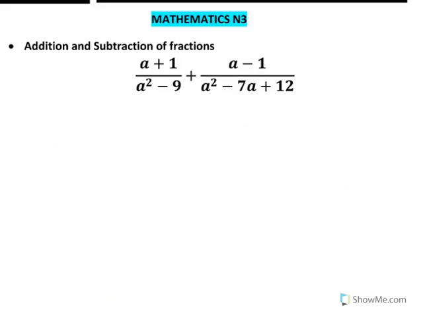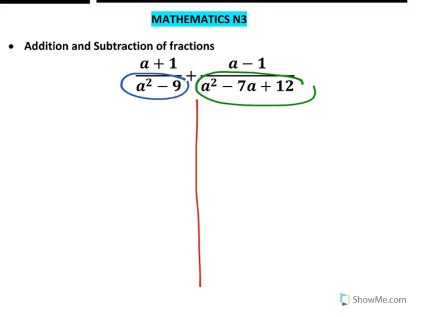Let us move on to look at this problem. It says a plus 1 over a squared minus 9 plus a minus 1 over a squared minus 7a plus 12. If you look at this problem, I can divide my page into two. The first thing to look at is our denominator, because we need to find the common denominator. And the only way you can do that is to factorize.